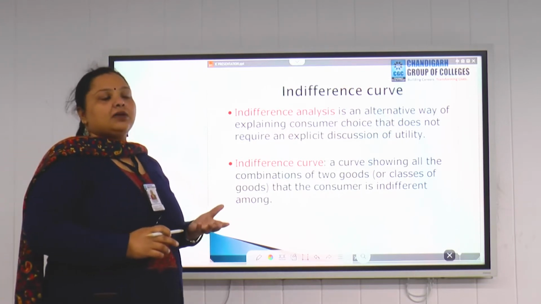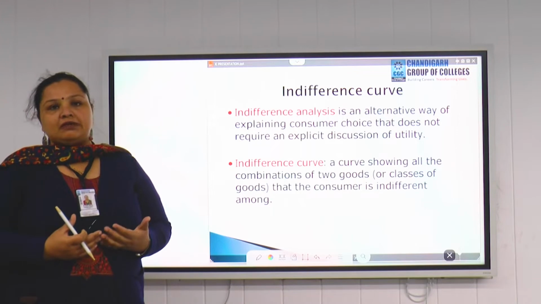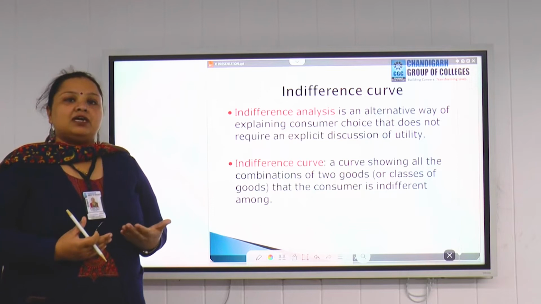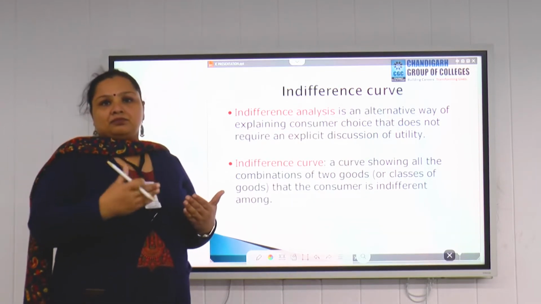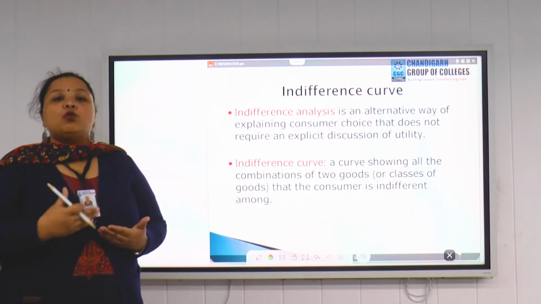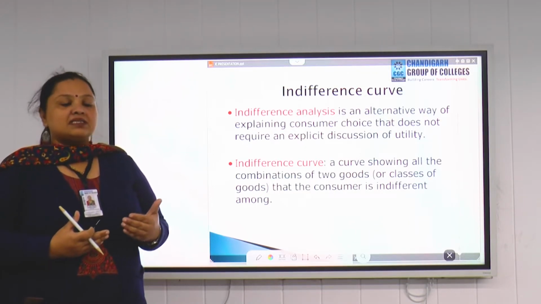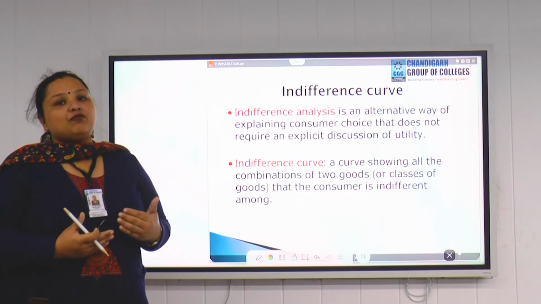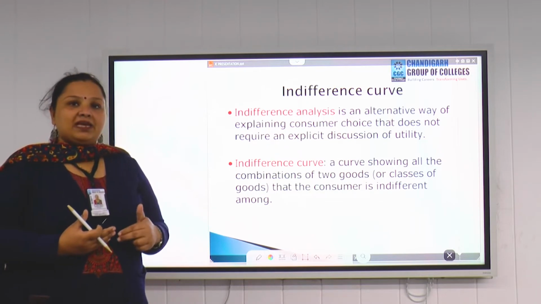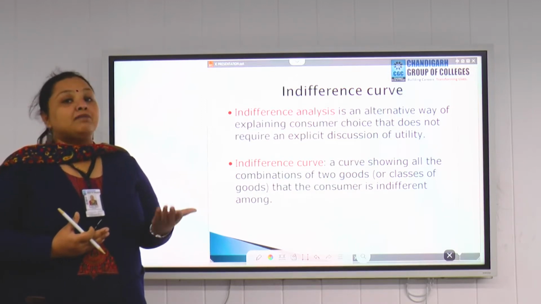You might have heard about utility analysis, that in utility analysis, we measure consumer satisfaction with cardinal numbers like 1, 2, 3. In utility analysis, we have learned that satisfaction from a commodity will go on decreasing as we consume more and more units of a commodity. And that can be measured in cardinal numbers, like if I am consuming water, then from the first glass of water I will get 10 units of utility, from the second it will be 8, from the next it may be 6, it may be 4, and at one point it will become 0.